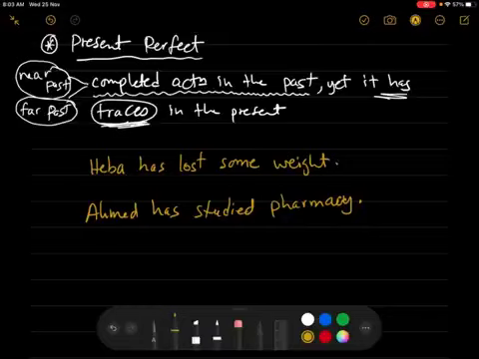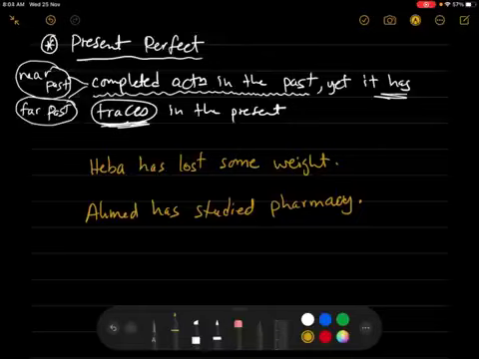Okay? It's wrong to say Ahmed has studied pharmacy in 2005. We cannot say this. Instead, we say Ahmed studied pharmacy in 2005. We use the past simple when we specify the point of time in the past in which the action was completed. So present perfect is all the time deprived of the mention of the point of time in the past in which the action was completed.